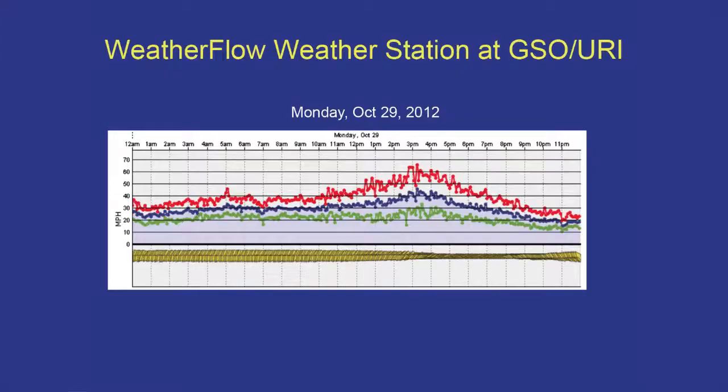This is our own observations. This is the weather station at the Graduate School of Oceanography at URI. It's a one-day record of the wind speed on October 29th. We recorded the wind speed reaching 65 miles per hour at 3 p.m. on October 29th.